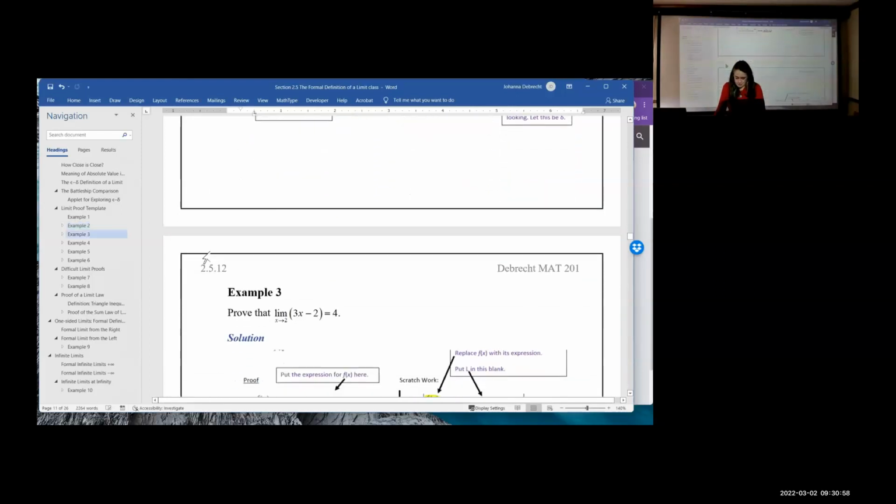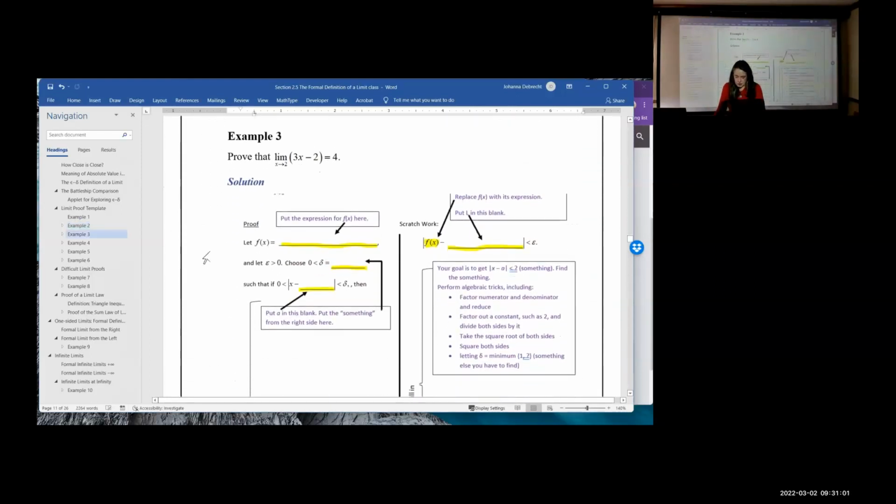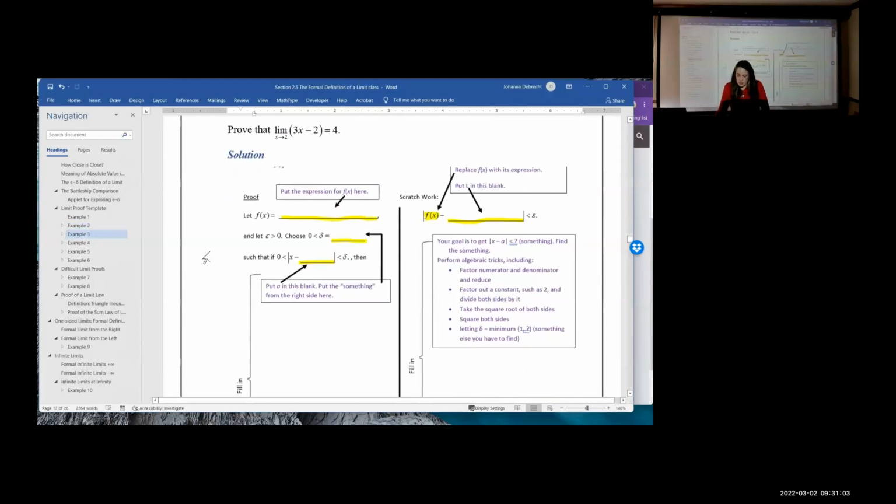Let's do another one. This one is very similar to the one we just did. It's almost identical. Prove that the limit as x approaches 2 of 3x minus 2 equals 4. So a equals 2, f of x equals 3x minus 2, and L equals 4. All right, now we're going to fill in the blanks. This is f of x minus L, and L, of course, is 4.